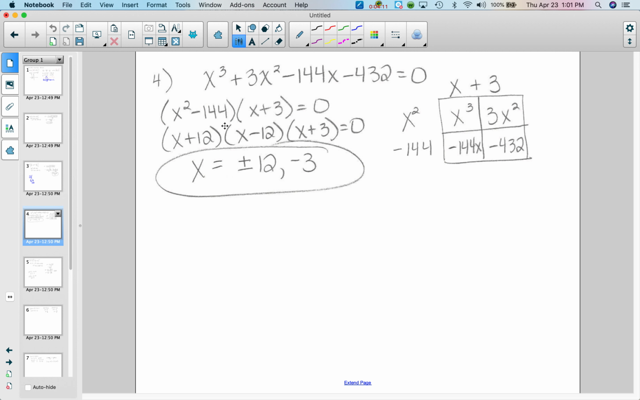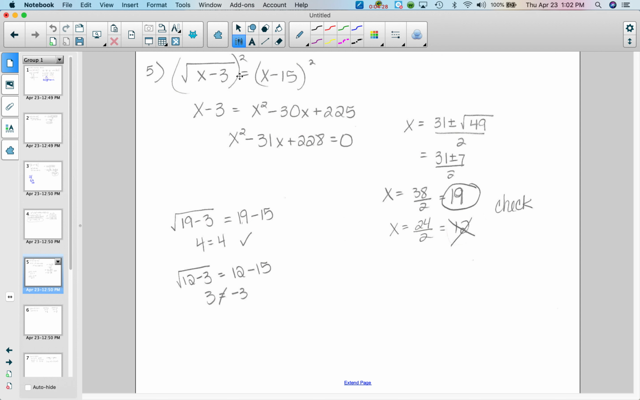So I have x squared minus 144 times x plus 3 equals 0. X squared minus 144 is the difference of 2 squares, so you can factor that. Then now we get plus or minus 12 or negative 3. So those are the 3 solutions for that problem.